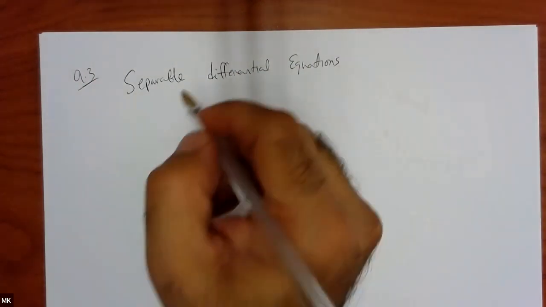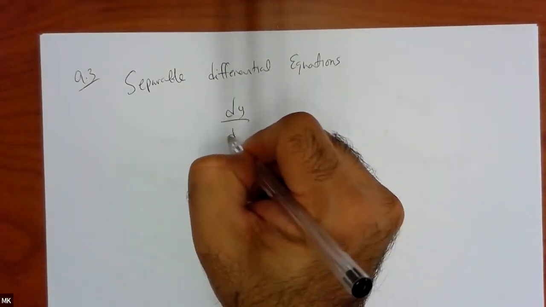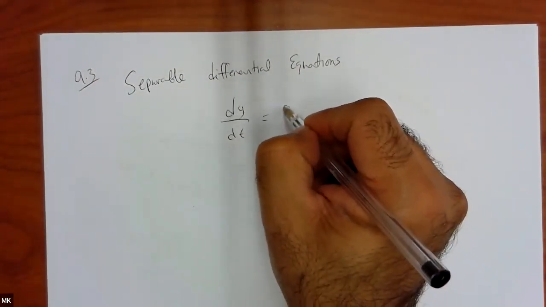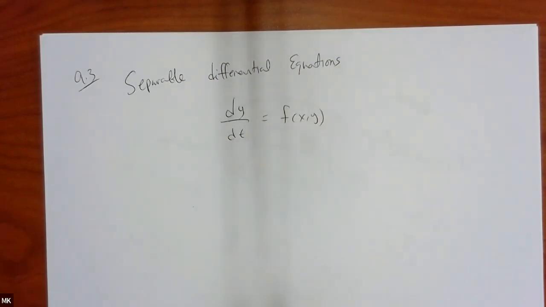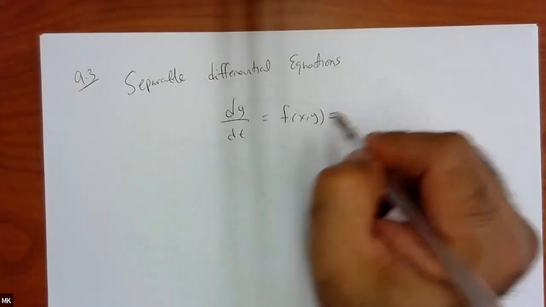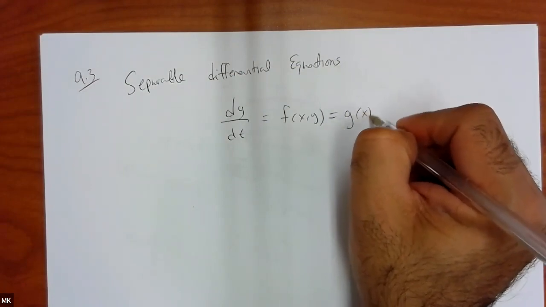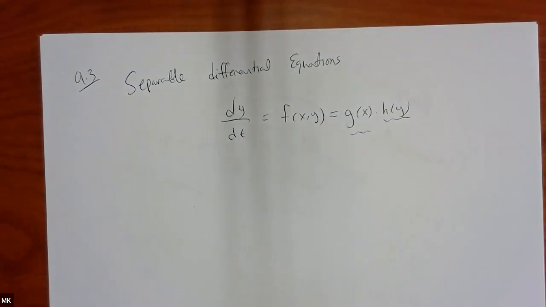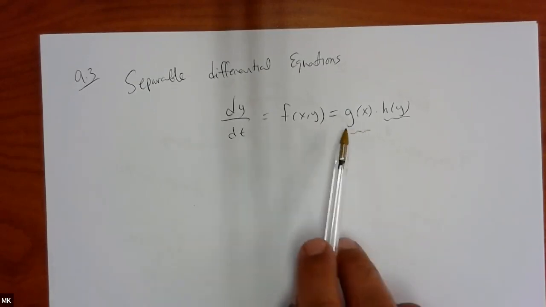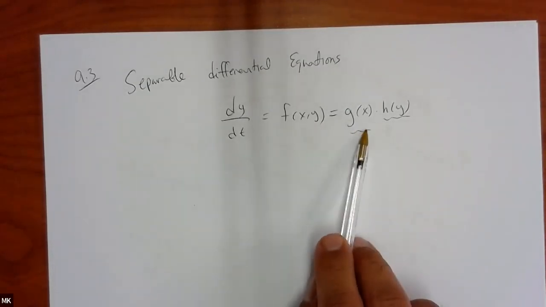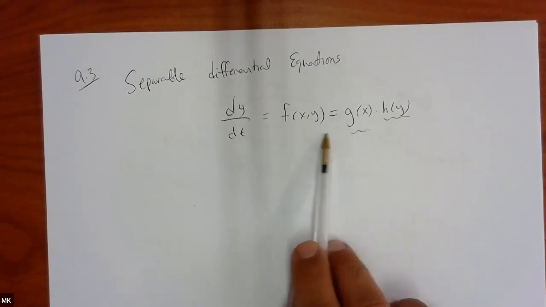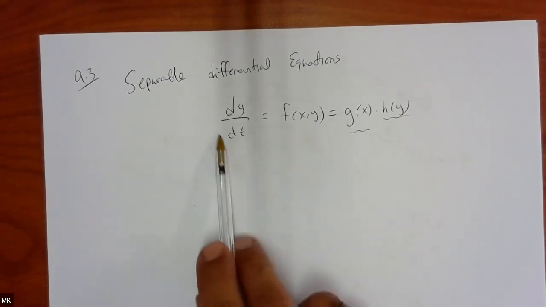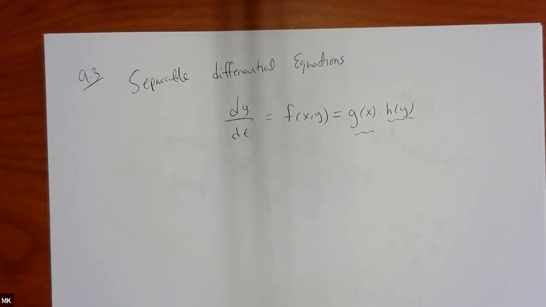A separable differential equation is one that looks like this. You have dy/dt equal to some f of x, y. What makes it separable is if that f of x, y can be written as g of x times h of y, purely a function of x times purely a function of y. If we can split a function into a product of two functions, one purely in terms of x and one purely in terms of y, then that function is called separable, and the differential equation is called a separable differential equation.